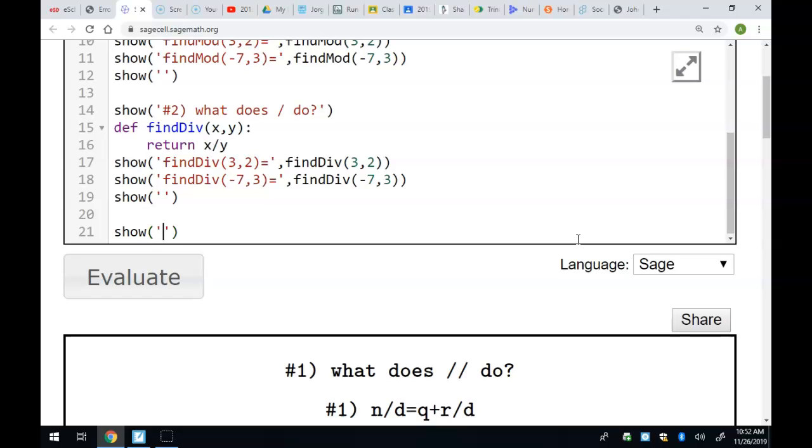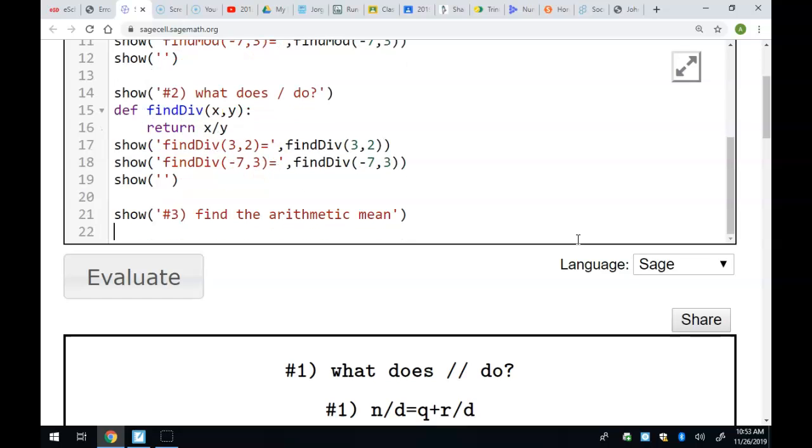Show number 3. All right, number 3 says, can you write a function that finds the arithmetic mean of 2 numbers? Okay, so find the arithmetic mean, and that's just your regular average. Add the 2 numbers and divide by 2, right? Or if it's more than 2 numbers, you divide by that number of numbers, right? But here, they just want 2 numbers.